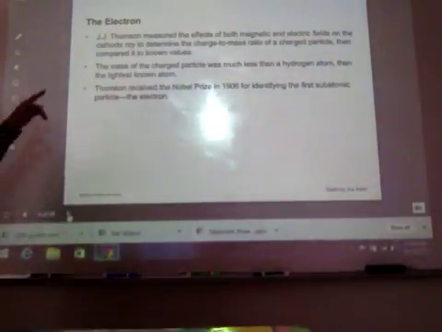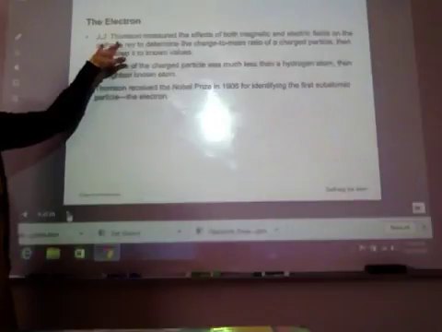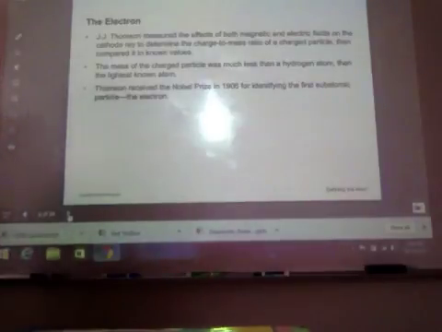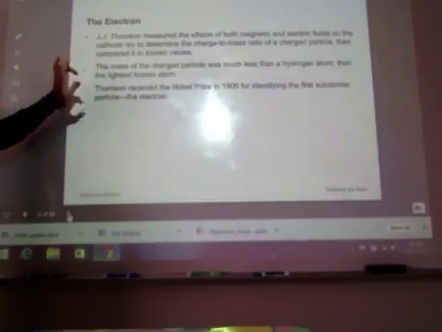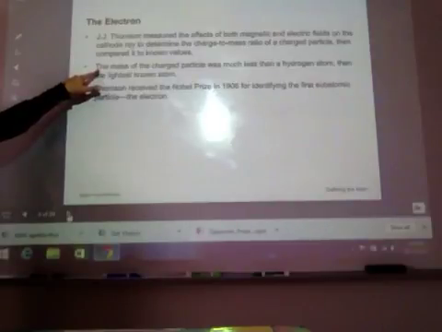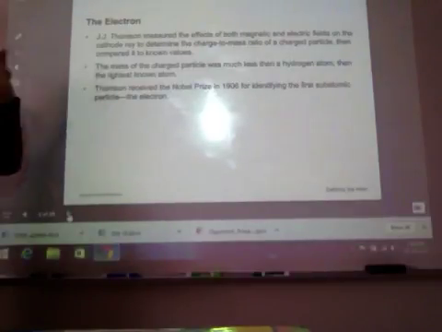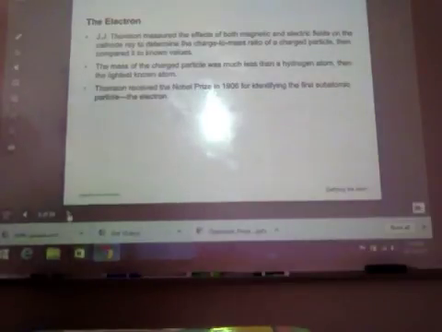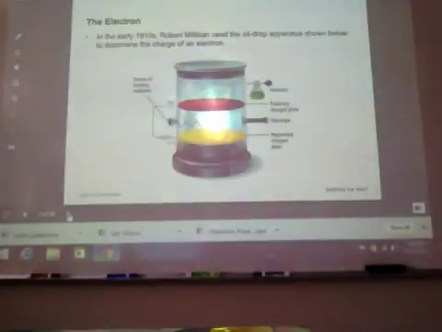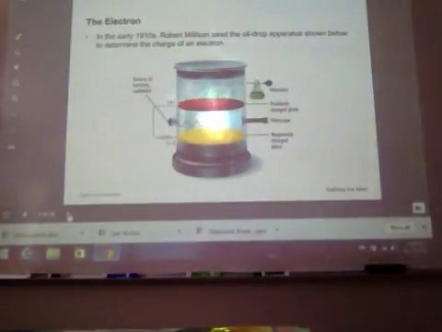J.J. Thomson is the scientist that used the cathode ray tube. He looked at magnetic fields and electric fields, he used his tube, and then he compared it to stuff that he already knew. Another thing that he found out is that the mass of an electron was way less than a hydrogen atom, which is the smallest atom there is. So basically he found out that the mass of an electron is super tiny. Even though everything is small, an electron has almost no mass.